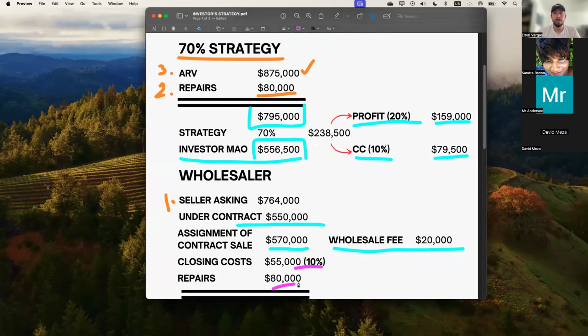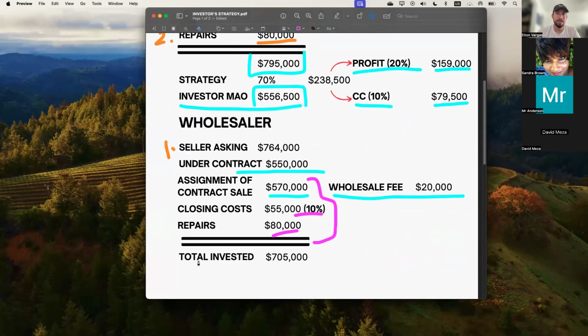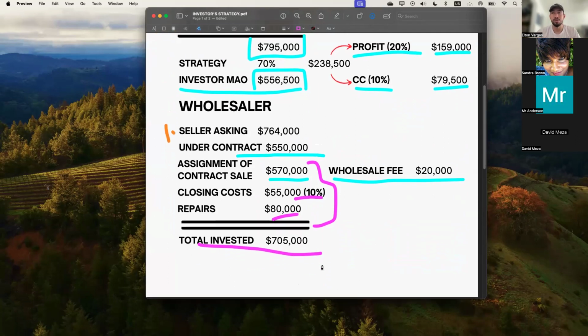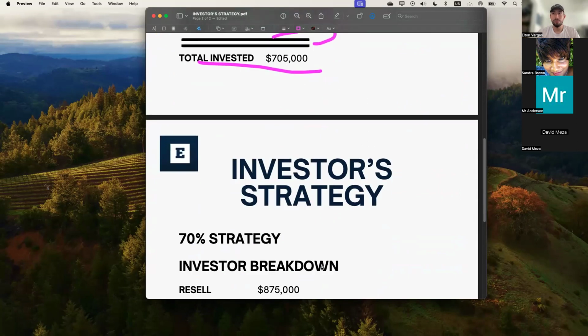And then, when you combine those three together with the total repairs, the investor's initial investment is going to be $705,000. That could be cash, or it can be some type of financing that they end up getting on their side, or whichever route they prefer. Now, from their perspective, let's break it down.